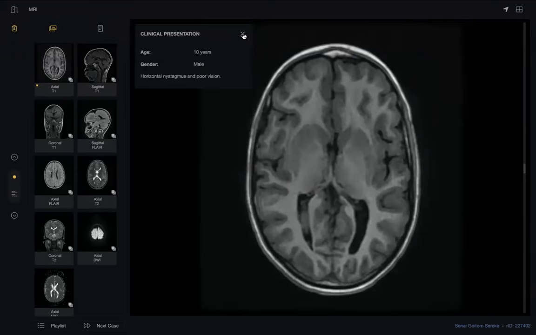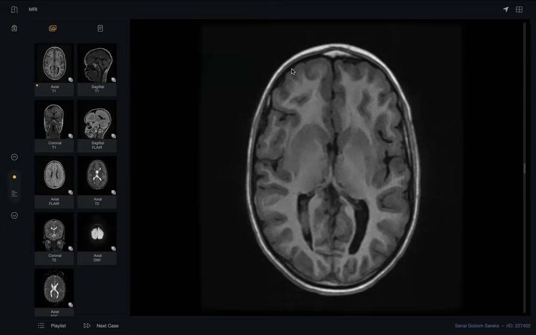Candidate 4, Assalamualaikum, sir. Welcome. This 10-year-old, thank you. 10-year-old male patient presented with nystagmus and poor vision.